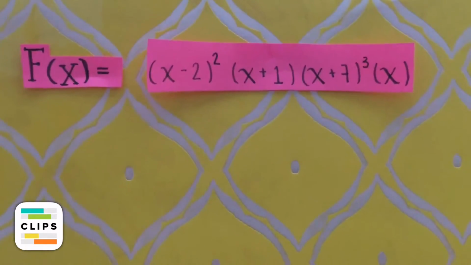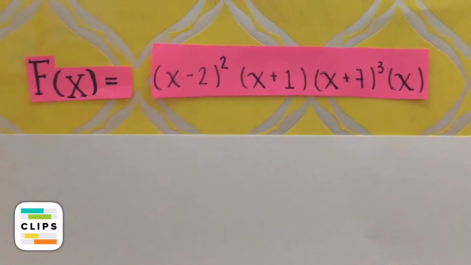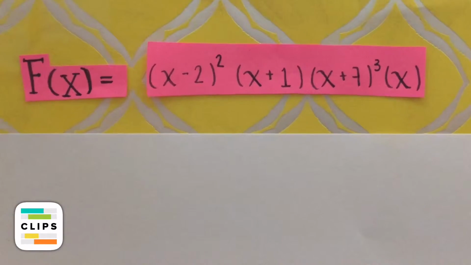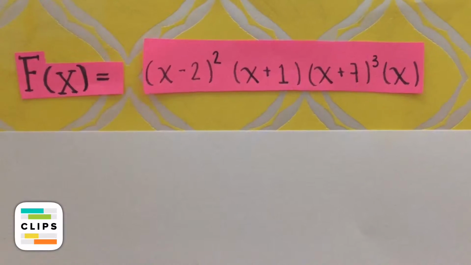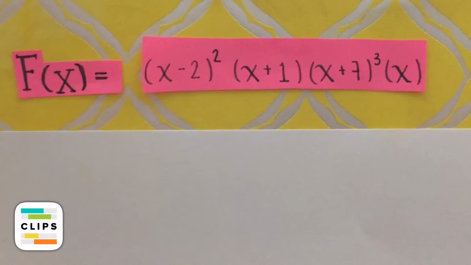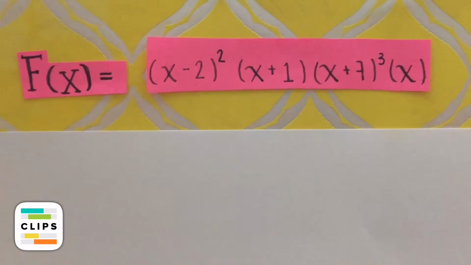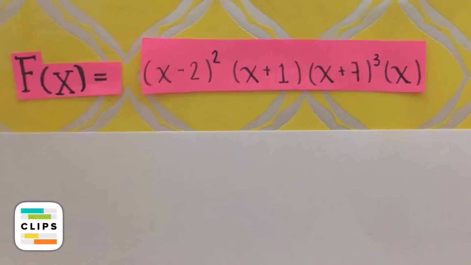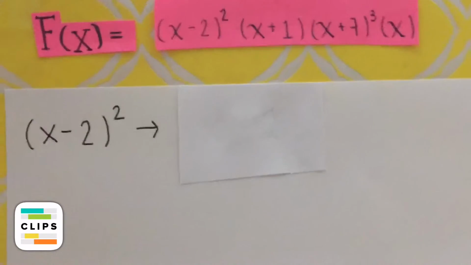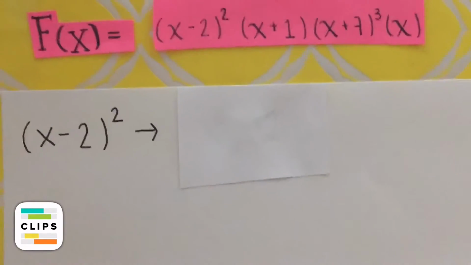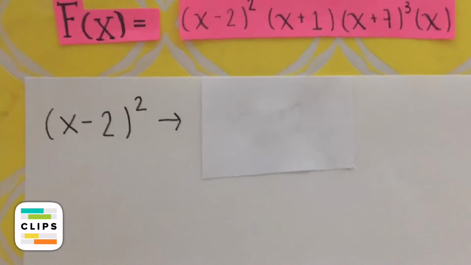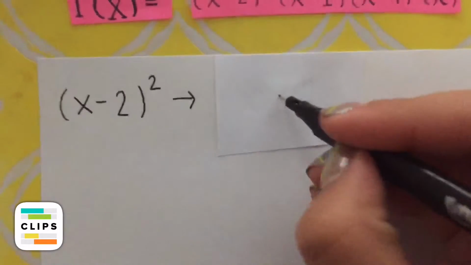So this is our polynomial function. We need to know how to sketch functions that are already factored. It's already factored, but if it wasn't factored, you would need to do synthetic division. This x minus 2 term means that you have an x-intercept at positive 2.